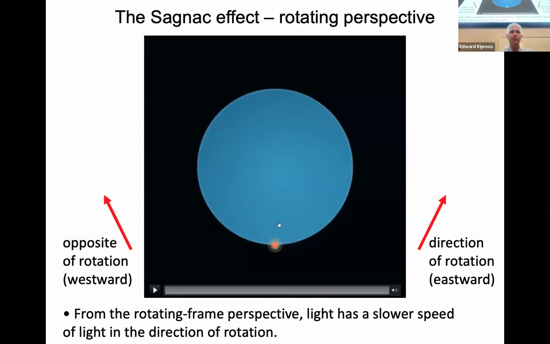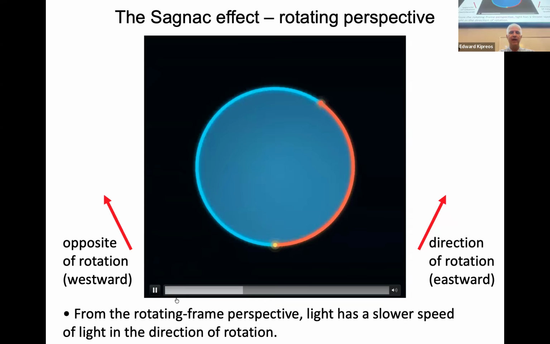But if you consider it from the rotating viewpoint, and you send light in the direction of rotation eastward, it's going to actually be slower to come around. And the Sagnac effect from the rotating perspective in the westward direction, with opposite rotation, is going to be faster. And so you're going to say, well, the light's faster in the westward direction and slower in the eastward direction. So here you can see the westward direction is faster, and it's going to arrive back at that point, and the eastward light is going to be slower.